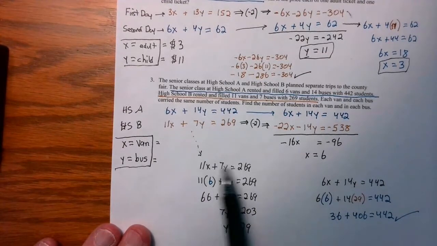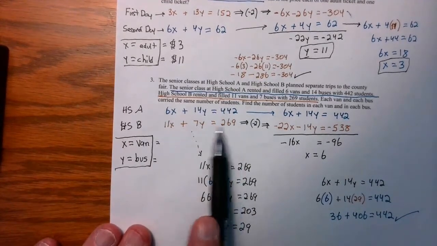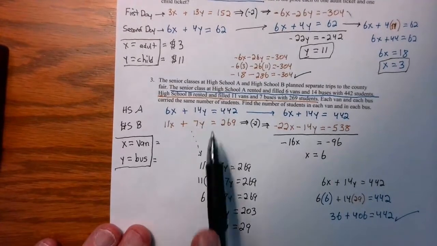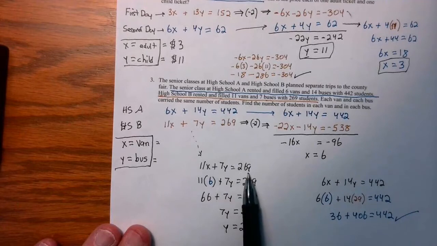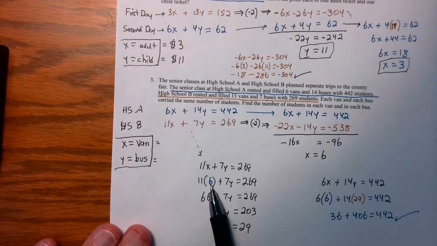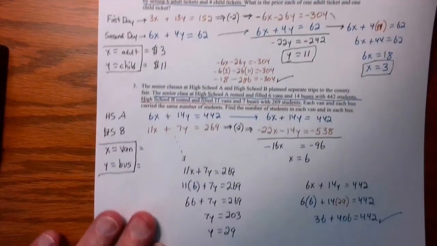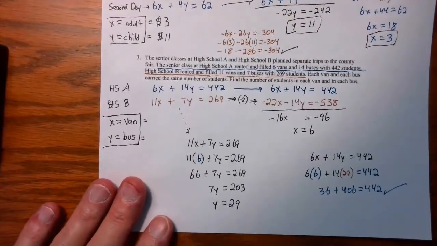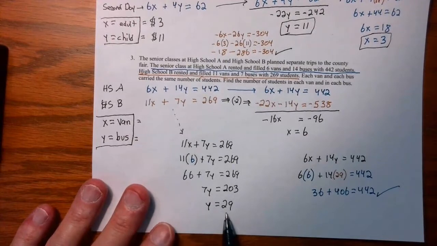Okay, then I took x equals 6 and put it right into this equation right here. I rewrote this bottom equation, the one that's light brown here, right here. 11x plus 7y equals 269. Then I plug this x equals 6 right there. And I solve for y. And you guys can stop the video if you want. I'm running out of time here, so I have to hurry up. I solve for this, I got y equals 29.